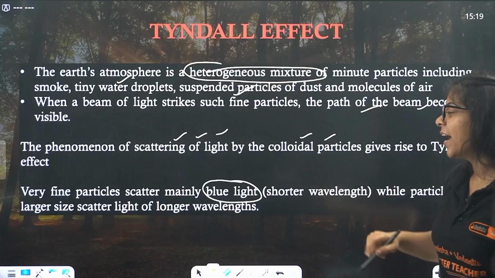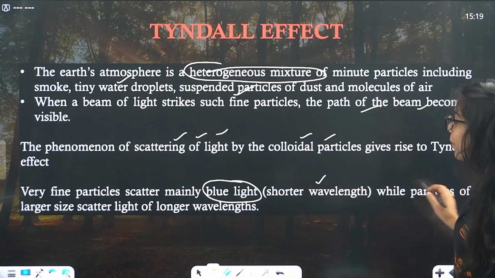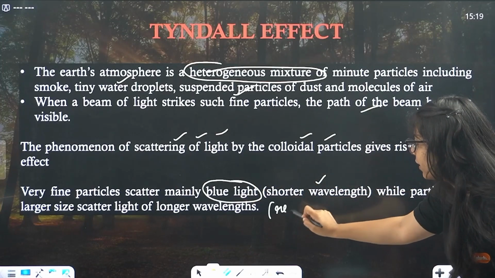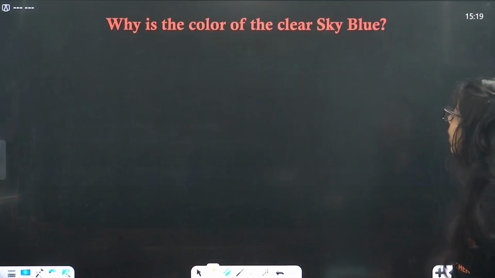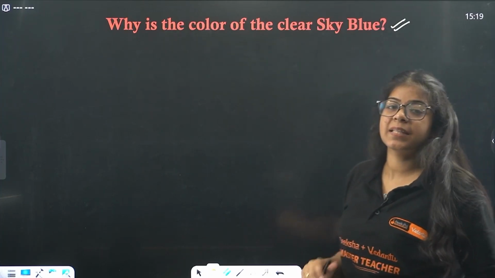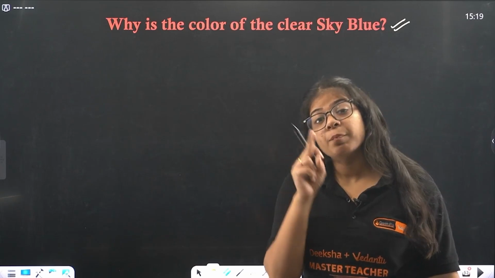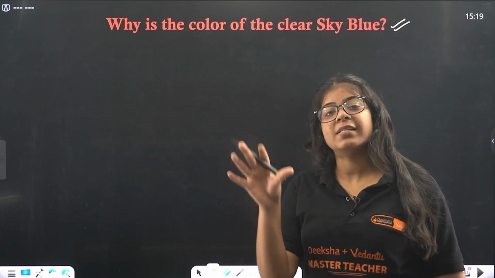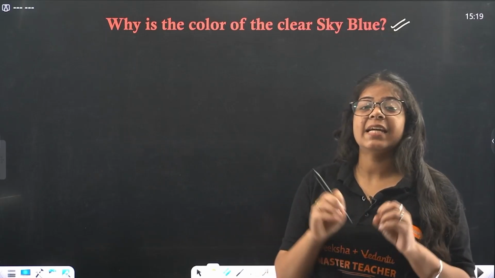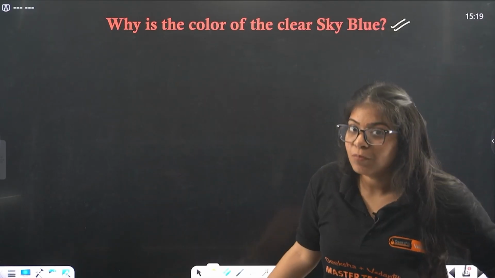That's the reason. So the fine particles scatter mainly blue light because of the shorter wavelength, while particles of larger size scatter longer wavelengths like the red light. Okay, and that is how we get a question, why is the color of the sky blue? Because the size of the particles in the sky is comparable to the wavelength of blue light, and hence it scatters the blue light. When it scatters the blue light, the whole sky looks blue.